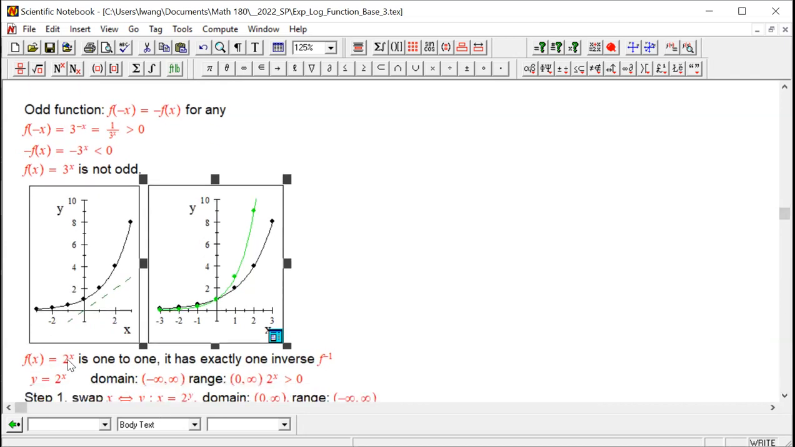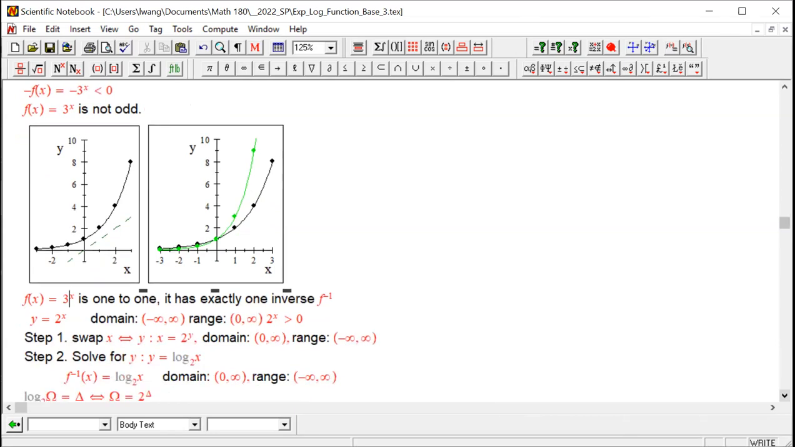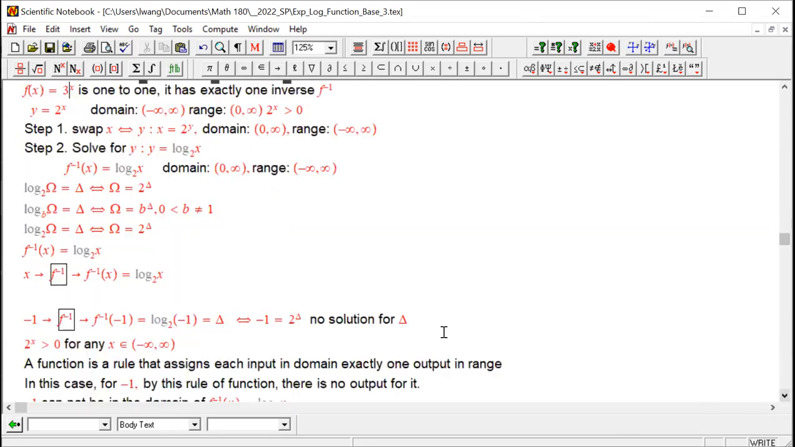Well, 3 to the power x is a 1-to-1 function, so it has exactly 1 inverse, right? So how do we find that inverse? Very similar to what we did with 2 to the power x. The only difference now is base 3, right? Domain and range are the same. And when we try to find the inverse, we're gonna have 3 to the power y, and we swap. Domain and range swapped, okay? X used to belong to all real numbers, with the swap, these two swapped.